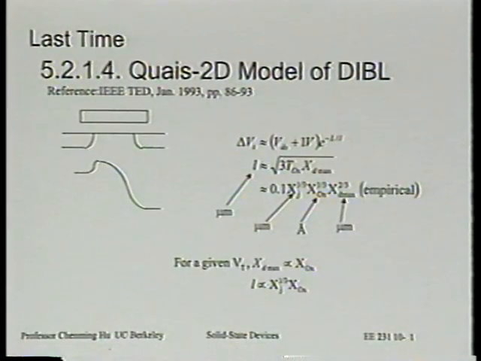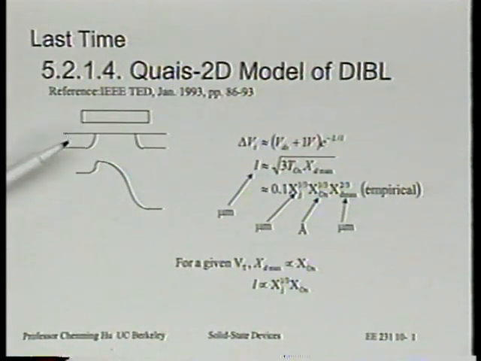The lecture that you heard last time on Tuesday had to do with an important topic, certainly one of the most important 2 or 3 topics in MOS device physics, and that has to do with the short channel effect. You remember that, right? If we briefly review what was done, I would highlight the quasi-2D model of this effect. Some may call that the DIBL effect.